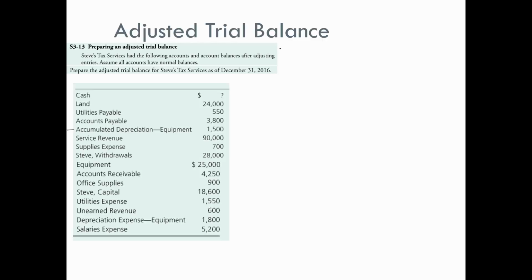So let's go ahead and do this. We'll have our account name here, and then it will either have a debit balance or a credit balance. We always start with assets, so we'll need cash, and in this one we don't know what cash is. We'll have to figure that out. We'll need land, that's an asset. We'll need the accumulated depreciation, that'll go with the assets. Equipment is an asset. Accounts receivable is an asset. Office supplies. Okay, I think that's it. So we'll put cash here, and we'll have to figure out what that is, but we know it'll be a debit balance because it's an asset.